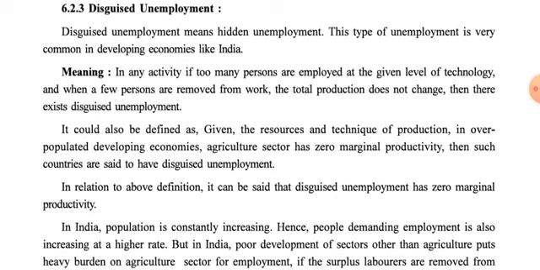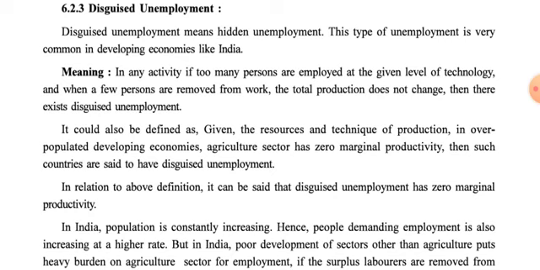Next, this type of unemployment is very common in developing economies like India. So here it is clear that disguised unemployment is also a type of unemployment which can be seen in developing economies. So now, out of 5 types of unemployment, the first 3, that is open unemployment, underemployment and disguised unemployment, can be seen in developing economies, while cyclical and frictional unemployment are types of developed countries. Now, let us move forward to the meaning of disguised unemployment.